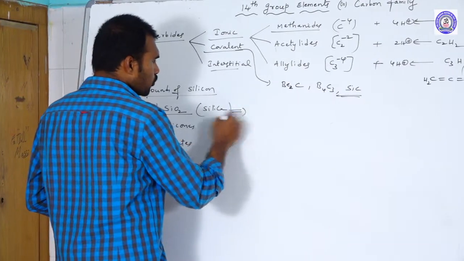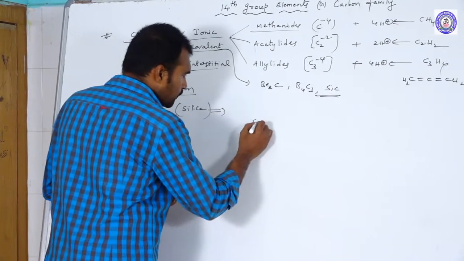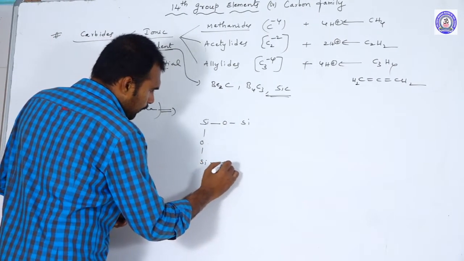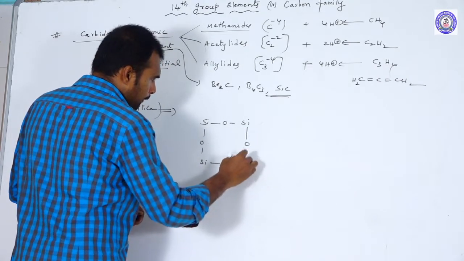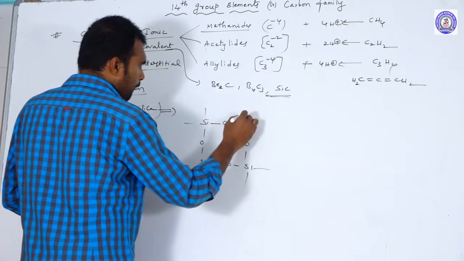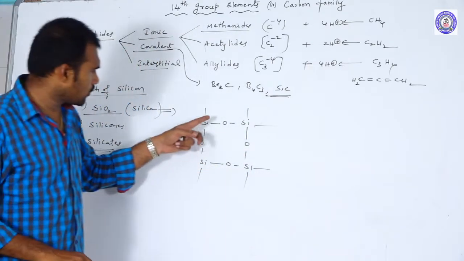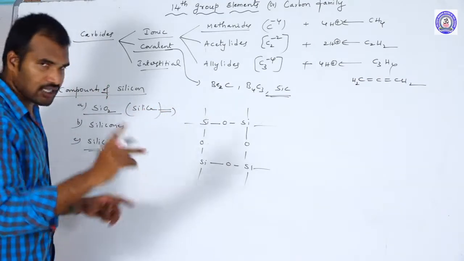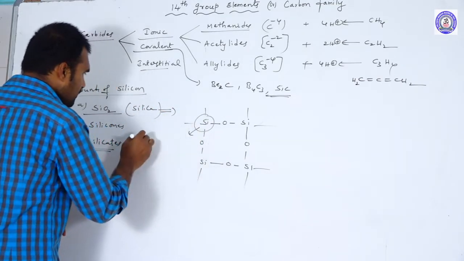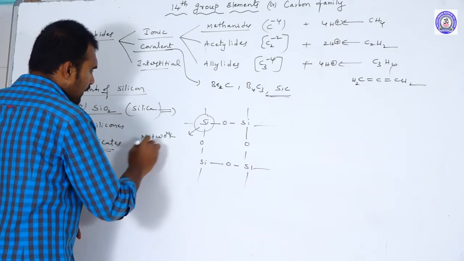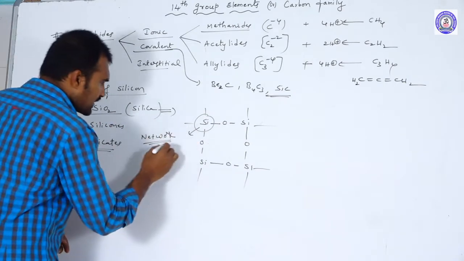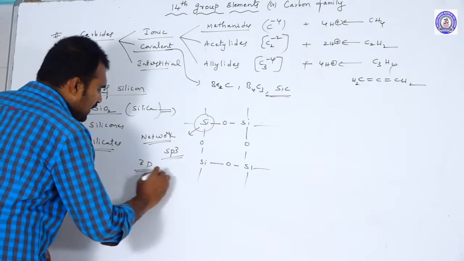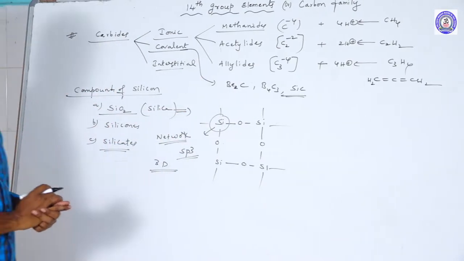If you draw the SiO2 structure, Si, O, Si, O, like this, the total is 1, 2, 3, 4, 5, 6, 7, 8. An 8-membered ring will form. And in this silica, there is a network-like structure, where silicon is undergoing sp3 hybridization, and it is a three-dimensional structure.